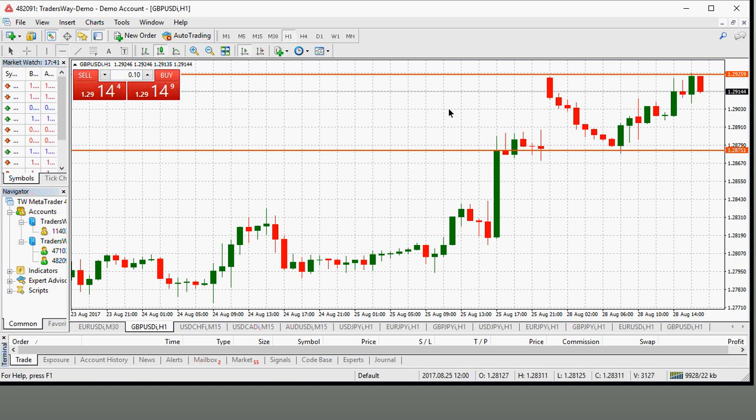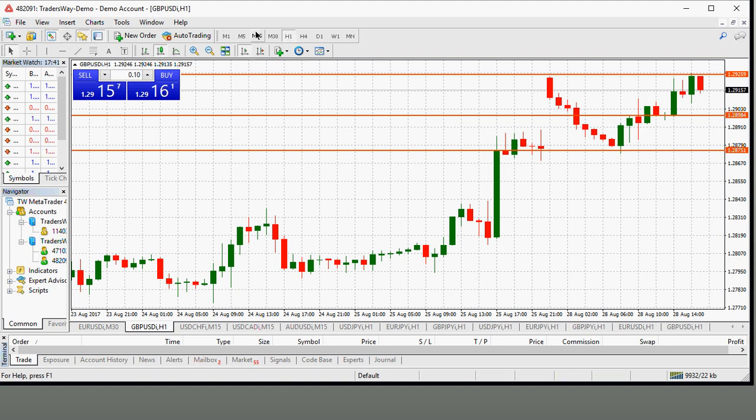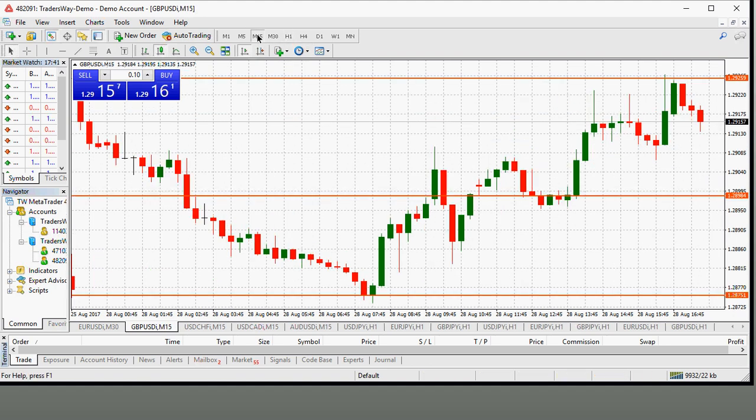I'm going to take my horizontal lines and I'm going to do the same thing. And the way that I'm placing these horizontal lines is I'm looking for tops and bottoms where the market paused. And these market pauses are known as support and resistance levels. And you guys will learn these in detail. Then I will go over to my 15-minute chart, and I'm going to do the same thing.